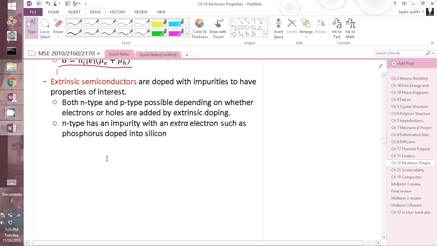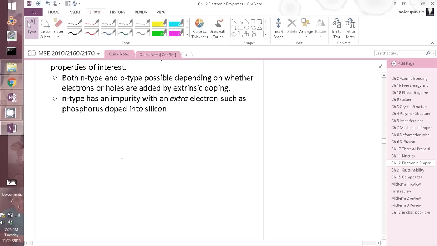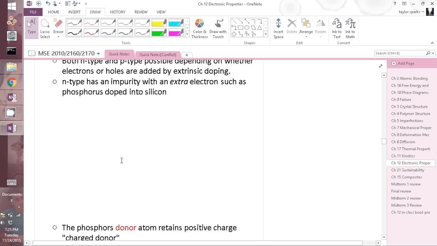Let's consider N-type doping. What we're going to do is we're going to add an impurity that has an extra electron, such as phosphorus. Right? So we're going to start by drawing our same lattice that we had before. So silicon atoms. But this time we're going to replace one of the silicons with phosphorus. So let's take this one out. Take this one out actually.